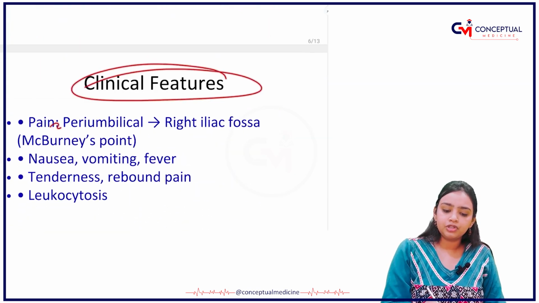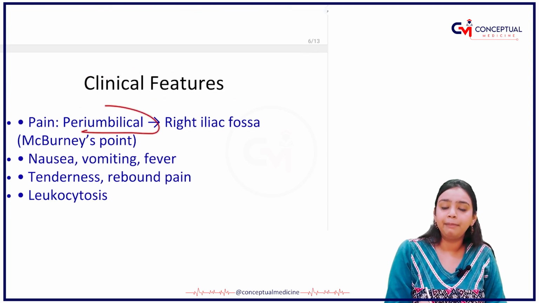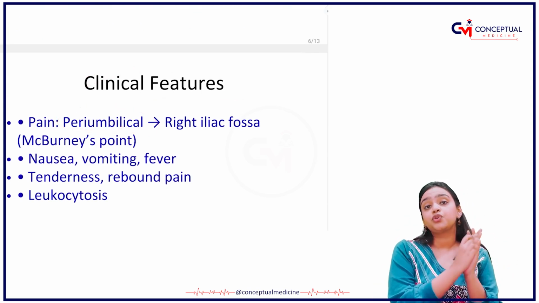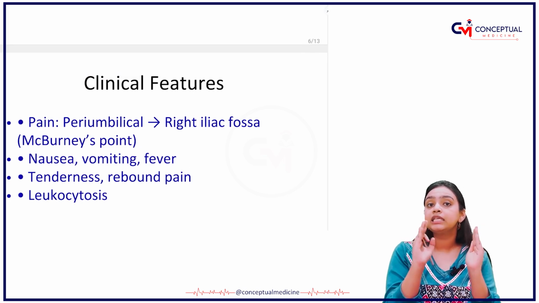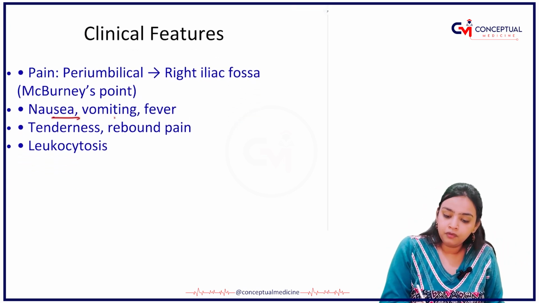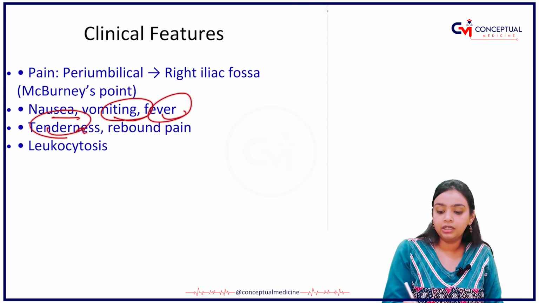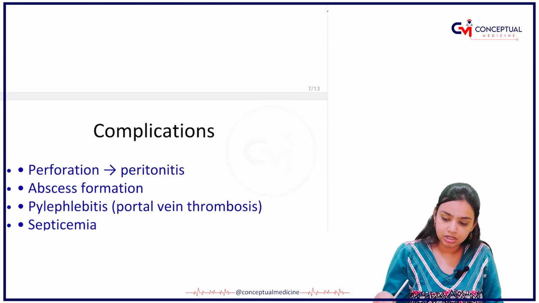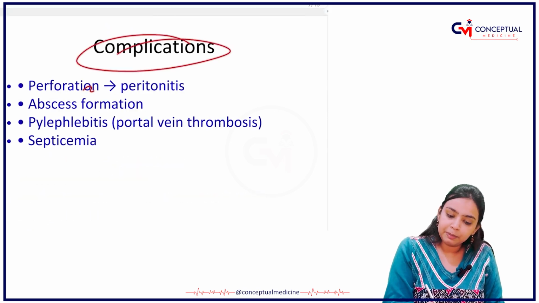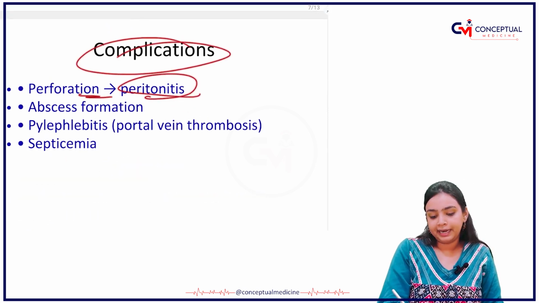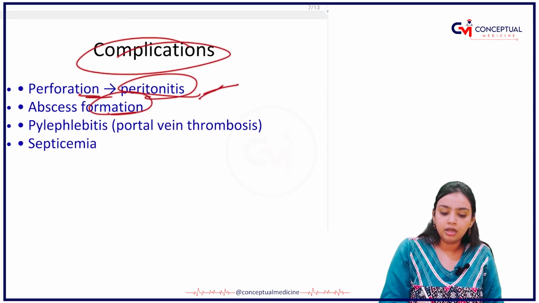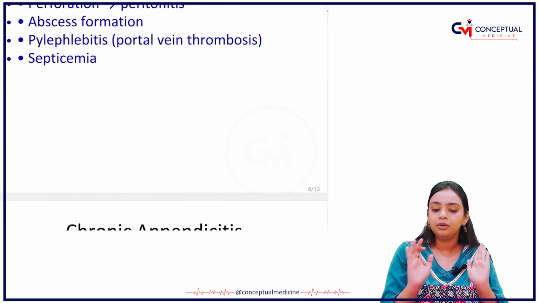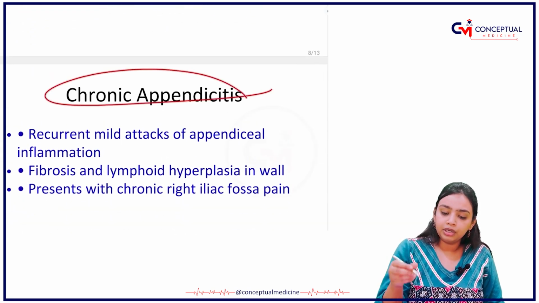What are the clinical features? There will be pain in the periumbilical region, which then localizes to the right iliac fossa, that is called McBurney's point. There will be nausea, vomiting, fever, tenderness, rebound pain, and leukocytosis. What are the complications? There will be perforation which leads to peritonitis, abscess formation, and septicemia, which means there is infection of the blood. Then you have chronic appendicitis.